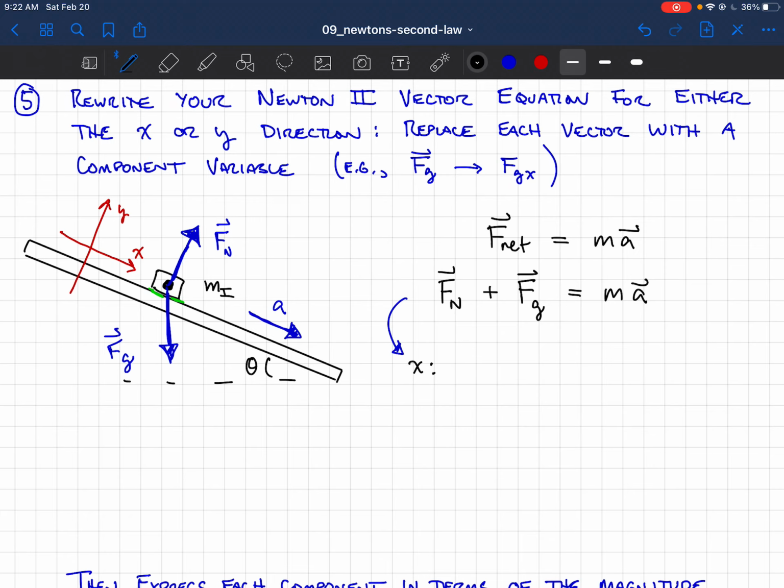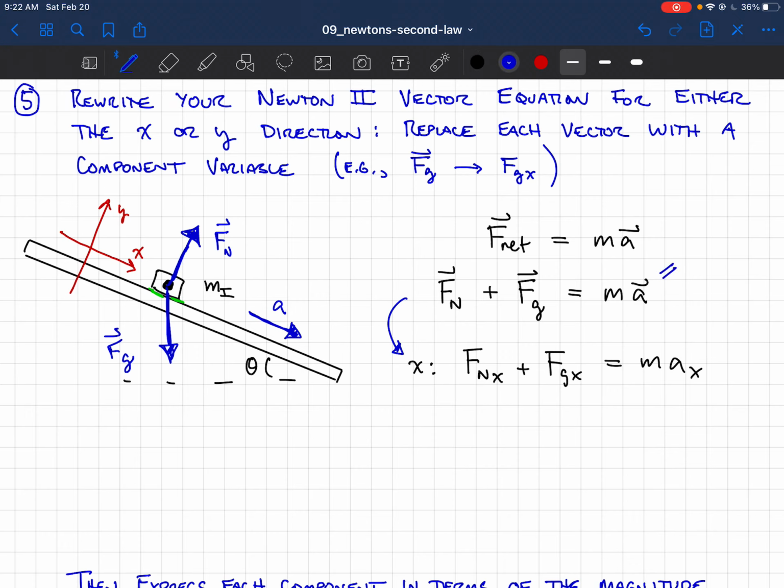we just rewrite exactly the same equation from Newton's second law, but we take off the vector signs and we put little x's. So we're saying Fnx plus Fgx is equal to max. So why is it that I'm doing that?